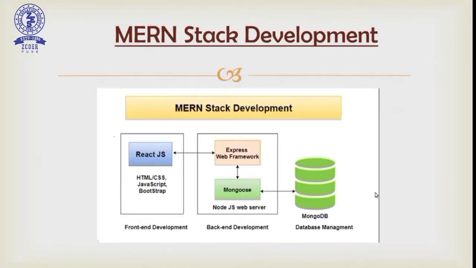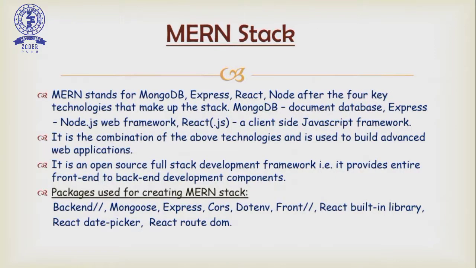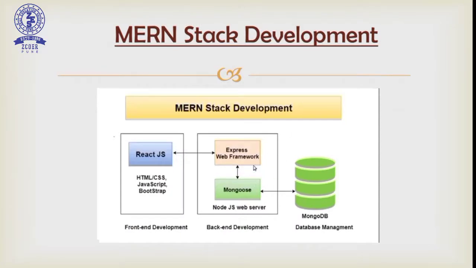So this is the working of a MERN stack application. The front end will be created using HTML, CSS, JavaScript, Bootstrap and React.js, and then the backend would be created using the Express web framework, and then the Mongoose server for connection to the database. We will be using MongoDB as the database. It is called the MERN stack: M for MongoDB, E for Express, R for React and N for Node.js. So this would be our basic working of the MERN stack application.